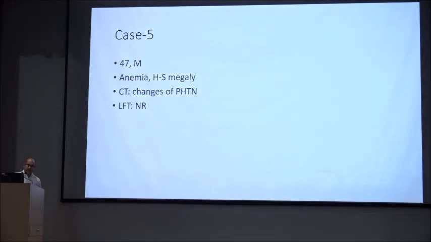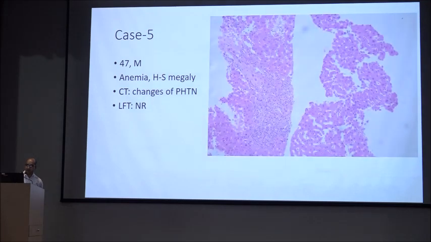Case 5, a 47 male, anemia, hepatosplenomegaly, CT changes were of portal hypertension, LFT was normal. Here in this case, you can see again the obliterative portal venopathy. A portal tract is expanded, and it is not showing portal vein structure. This is duct, this is artery, not showing any portal vein structure.